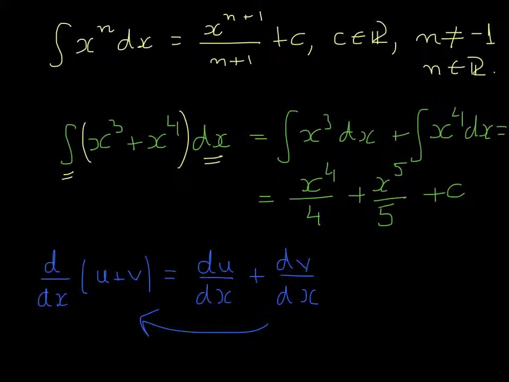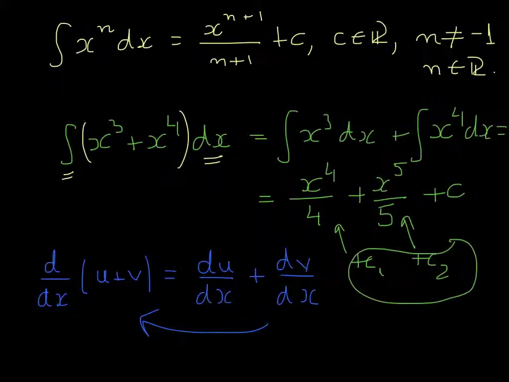We get a constant from this integral, so it's plus c1, and a constant from this integral, plus c2. But when we add two constants, they make a single constant, so we can write a single constant at the very end. Here c is any real number.